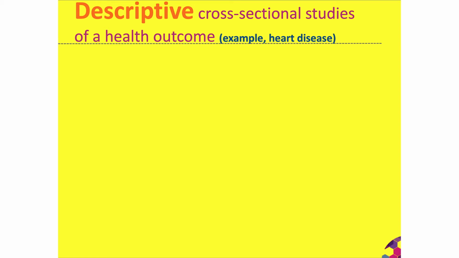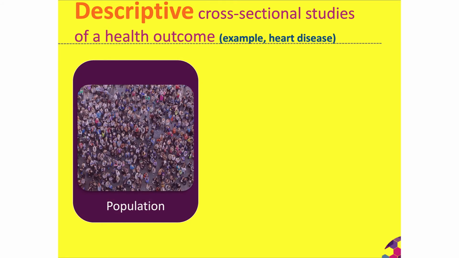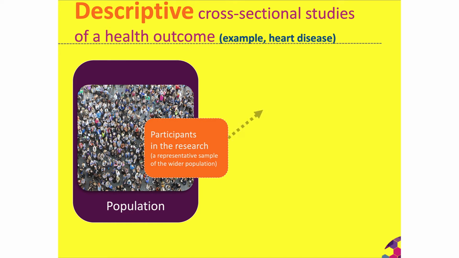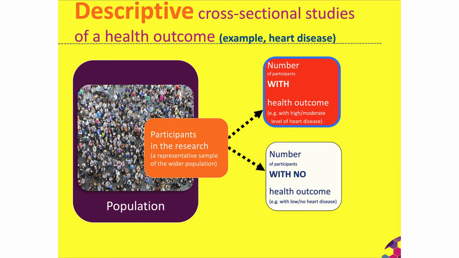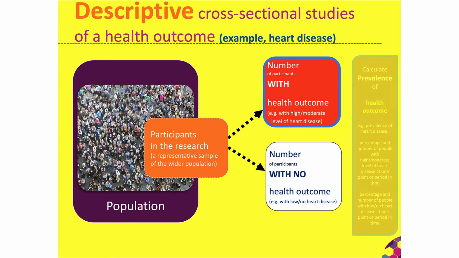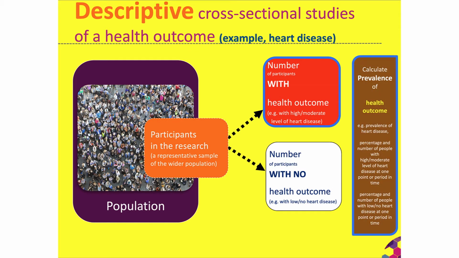And we could do the same for health outcomes. So we have our population, we have our study participants, and then we have the number of participants with a health outcome such as high or moderate levels of heart disease, and the number of participants without a health outcome, with low or no heart disease. And again, we can calculate the prevalence of the health outcome, the prevalence of heart disease. And that would be the percentage and number of people with high to moderate levels of heart disease at one point or period in time, or the percentage and number of people with low or no heart disease at one point or period in time.